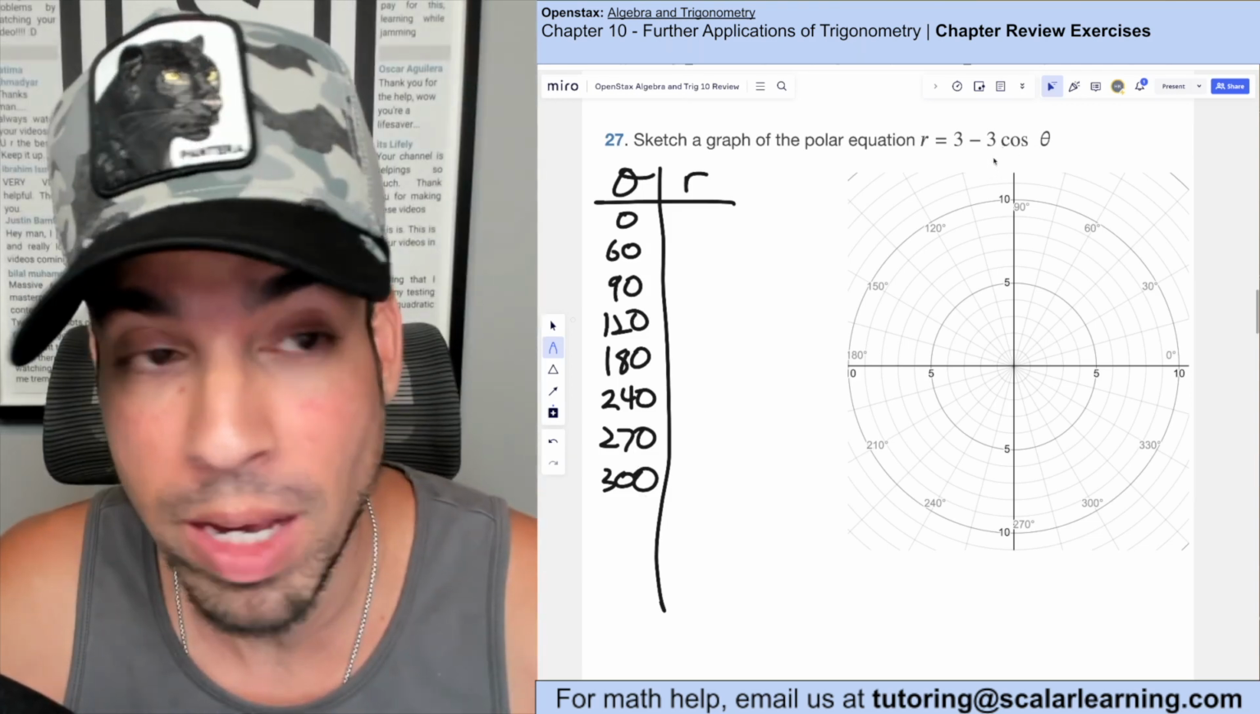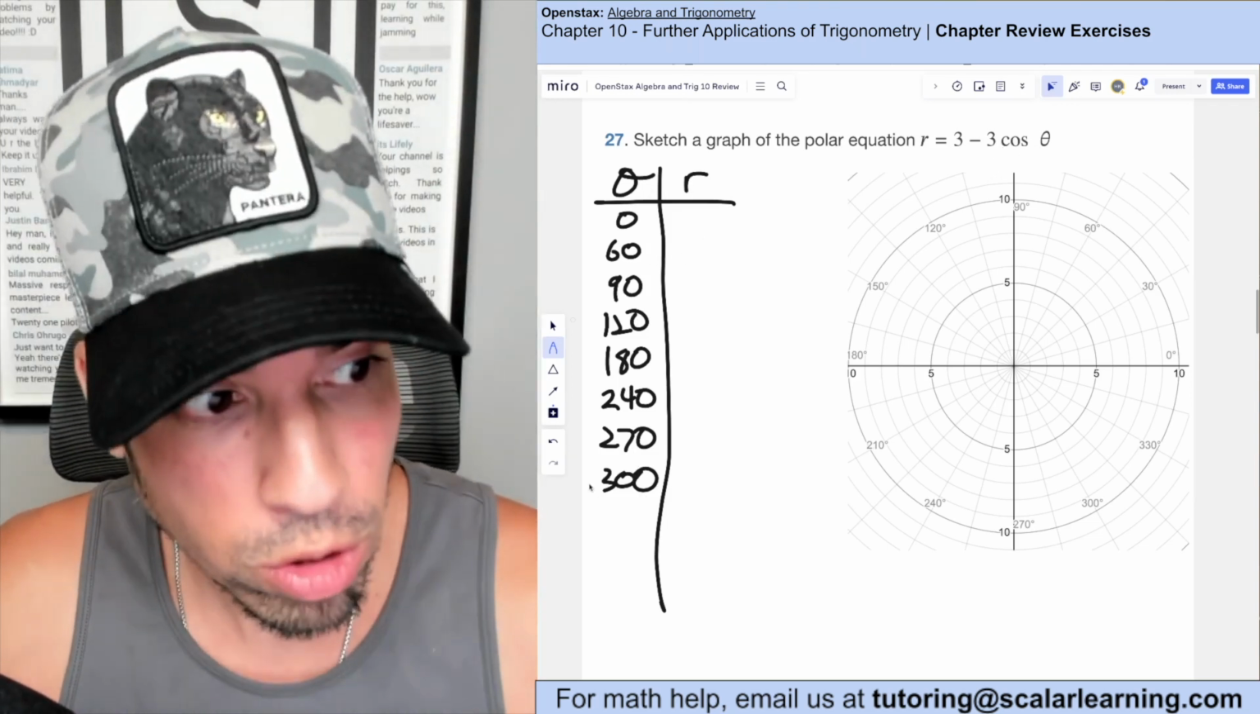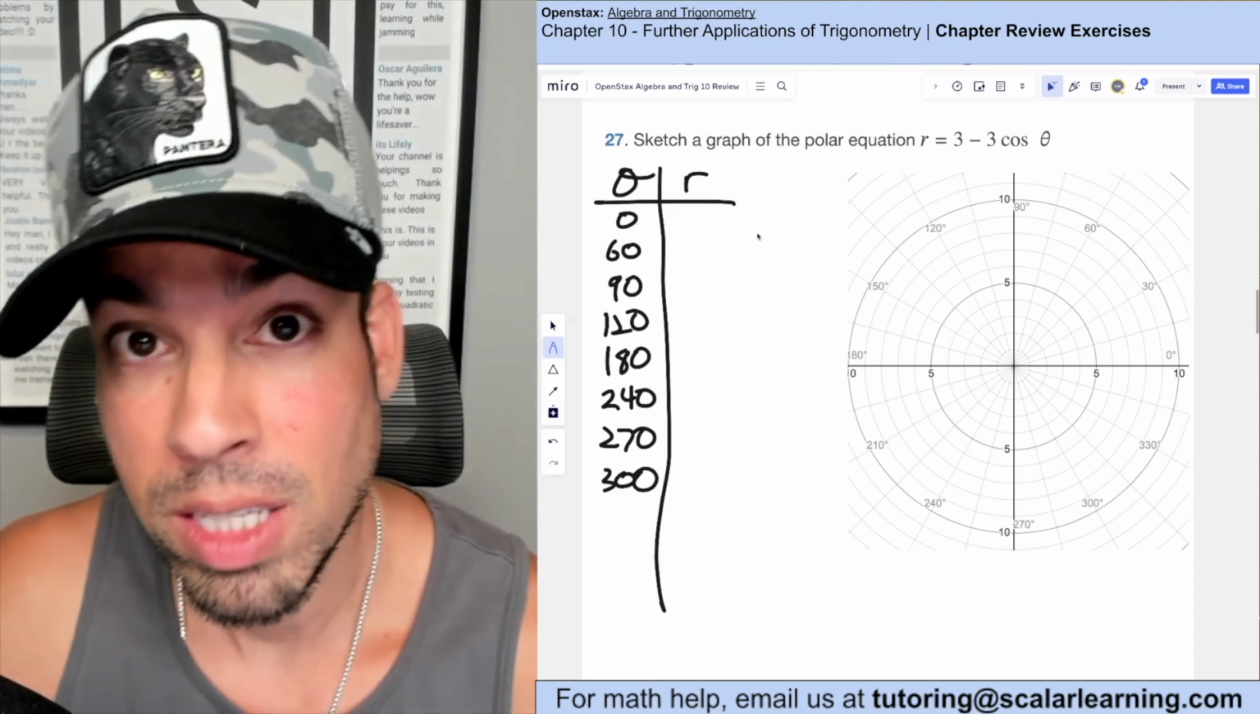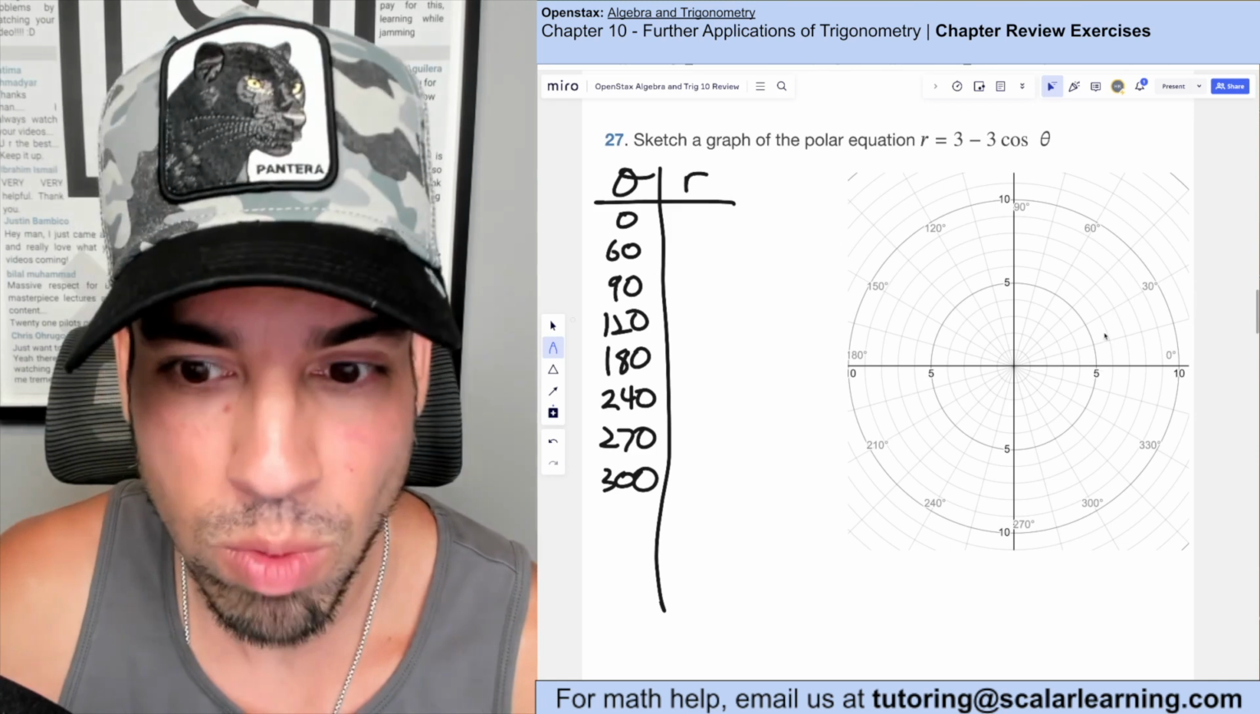So for this one, I've arbitrarily picked some theta values in degrees that I can plug in that are going to be easy to evaluate mentally. Of course, we could do all sorts of more theta degrees. I could do, using a calculator, 10, 20, etc. But this definitely should be sufficient to get a rough idea of the graph.